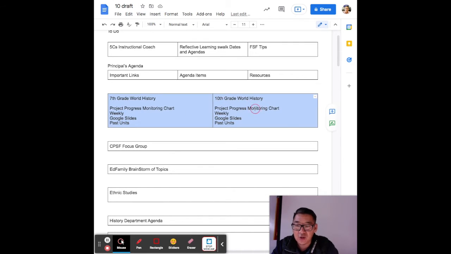I also teach 2 different classes: a 7th grade world history class, which is medieval world history, and a 10th grade world history class, which is more modern world history. So these are 2 separate classes, and in each of those classes, there's its own set of being organized. Once again, that means knowing where your students are at on their project. So I have a progress monitoring chart.